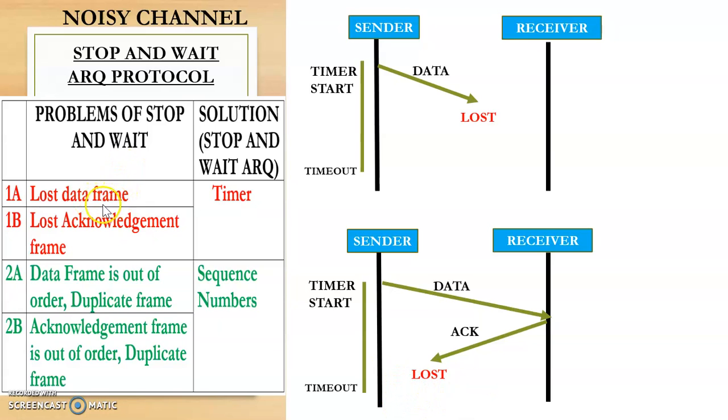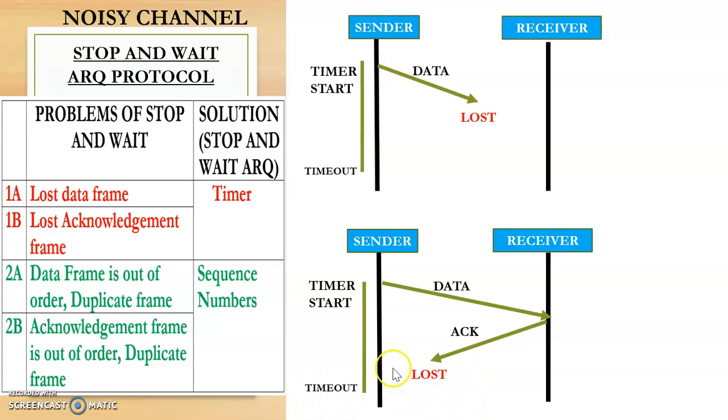In order to solve this problem of lost data frame and lost acknowledgement frame, the stop and wait ARQ protocol will use a timer. After sending a frame, the sender will start a timer, and if the timer expires and there is no acknowledgement to the sent frame, then the frame will be sent again. Similarly over here, if the timer expires and there is no acknowledgement, then the frame will be resent.